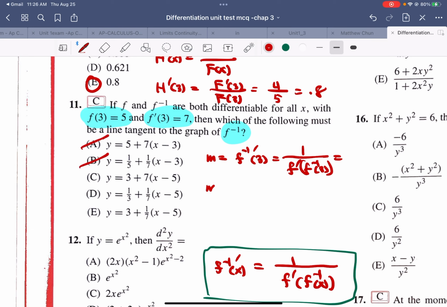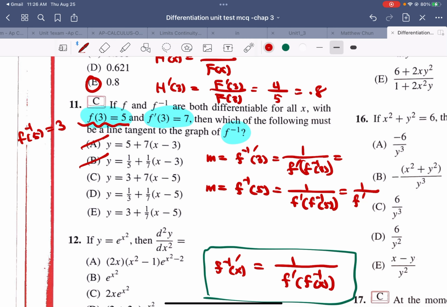So then let's find your slope at 5. Another one. Then you can do 1 over f prime of f inverse of 5. What is f inverse of 5? From here, f inverse of 5 equals 3. That's how you find your inverse value. That means 1 over f prime of 3, and f prime of 3 is given here, so 1 over 7. So your slope should be 1 over 7. So not this one. So we narrow it down there.